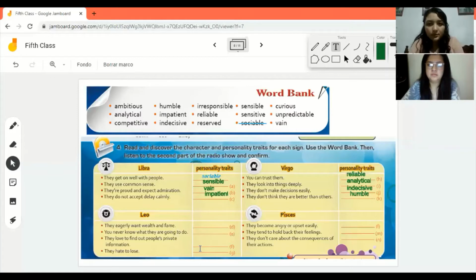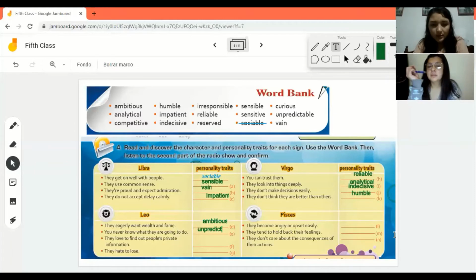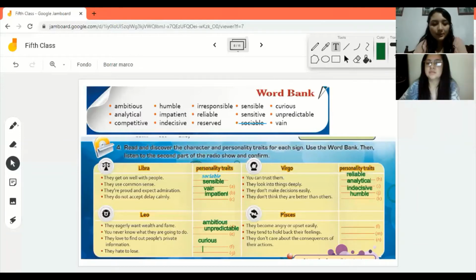Humble. Then we have Leo. Leo, in this case, they love to find out people's private information. Curious. They hate to lose. Competitive. Okay. Then we have they tend to hold back their feelings, and don't take the consequences of their actions. They are irresponsible. Very good.